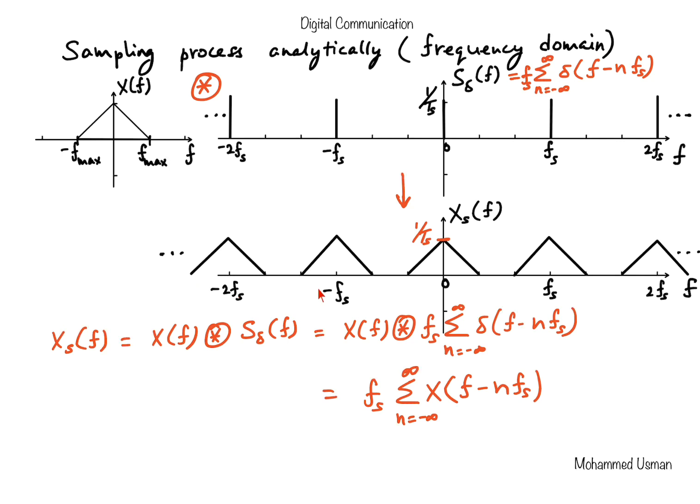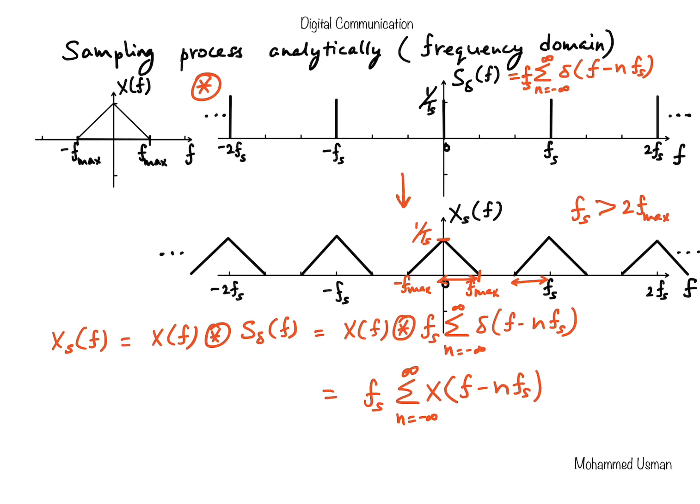Now again, what I have depicted here corresponds to the case where the sampling rate fs is greater than 2f max. So this part here is f max, and that is minus f max. So that distance is also f max, that distance is also f max. So here fs is greater than 2f max. The analysis made here is for the condition that the sampling rate fs is greater than twice f max, or it is greater than the Nyquist rate.